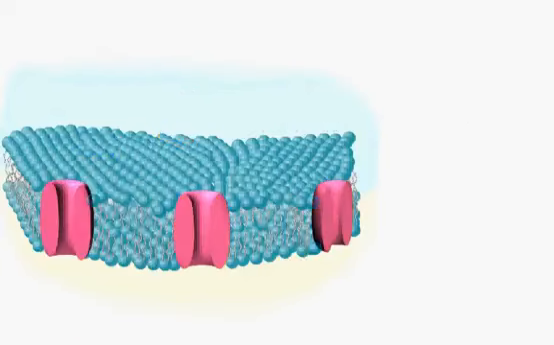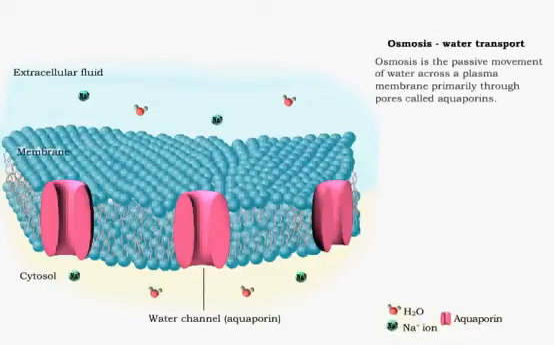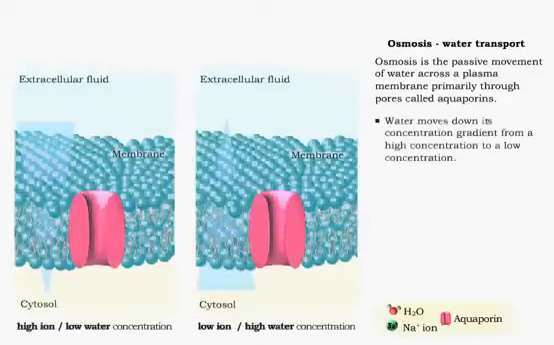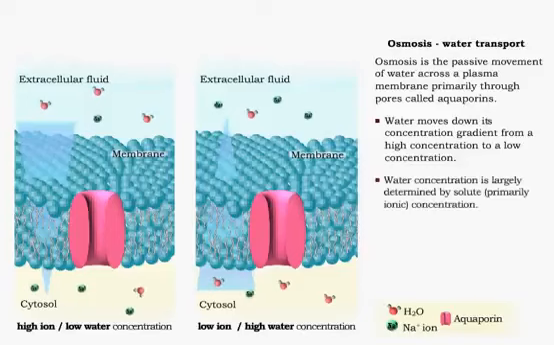Water passes in and out of a cell primarily through pores called aquaporins. During osmosis, water, like ions, will move down its concentration gradient. The concentration gradient of water is, to a large degree, determined by the fluid's solute concentration.